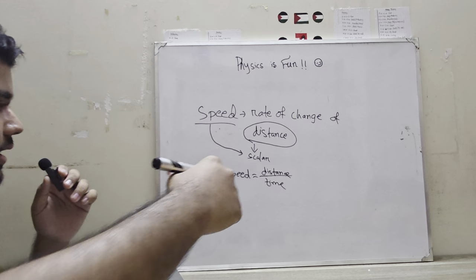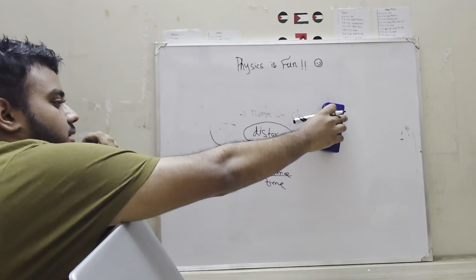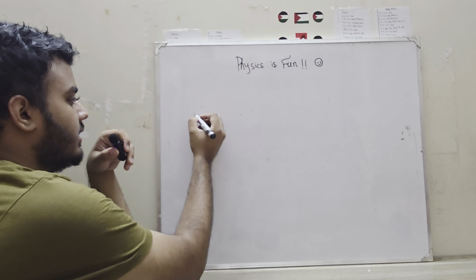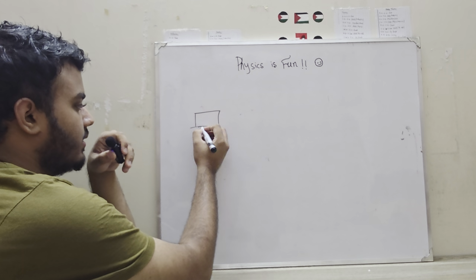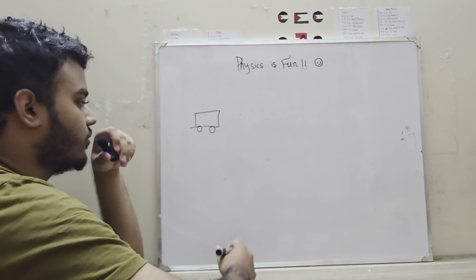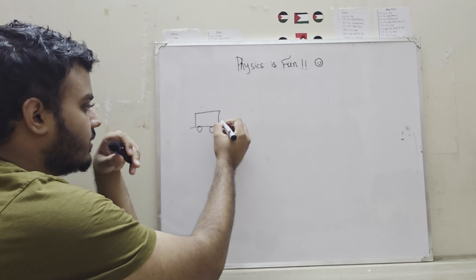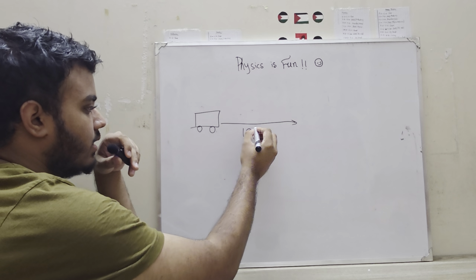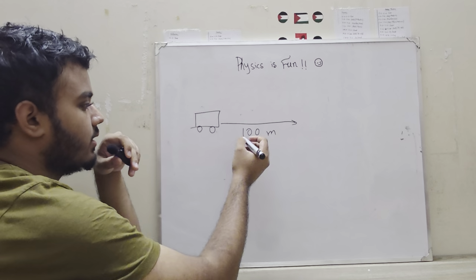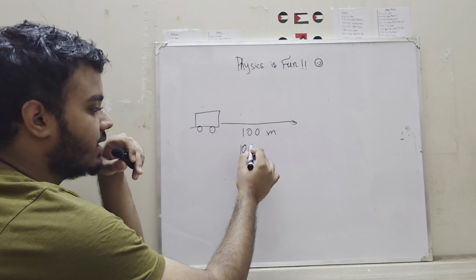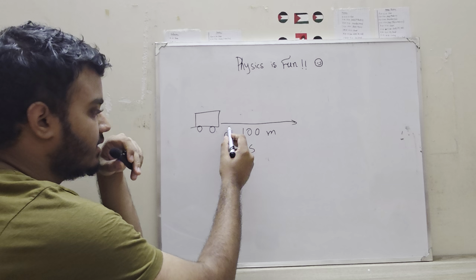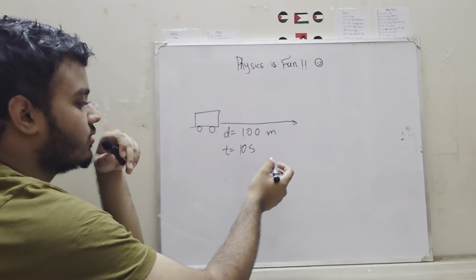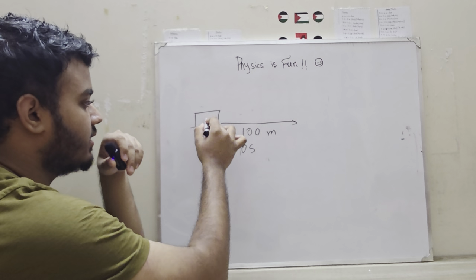For example, let's do an example in mathematics. This is a car, right? Just imagine that's a car. My drawing is not so good. So that's a car. It has covered a distance of 100 meter in 10 seconds. So what we have is distance, and 10 seconds, which means time. So what is the speed of this car?